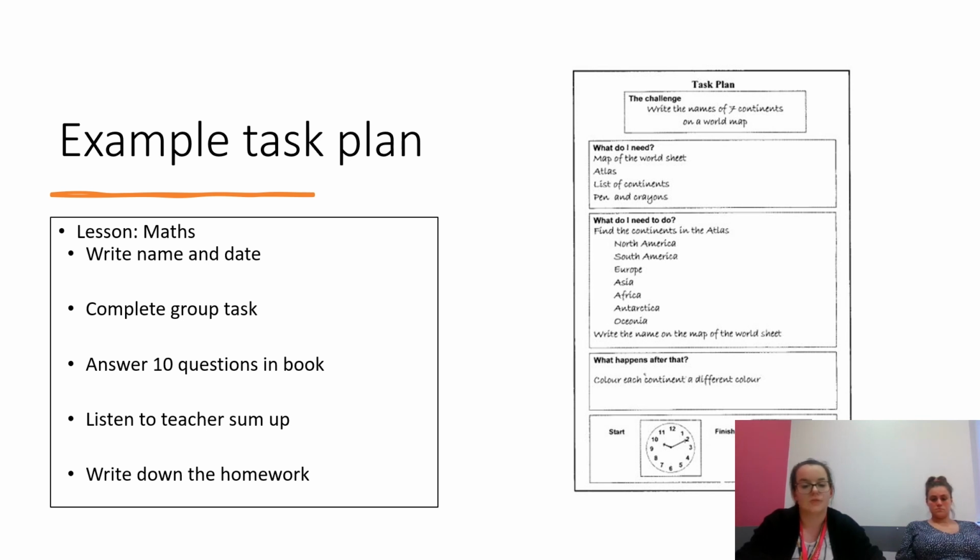Whereas the task plan on the right of the screen is much more detailed. So it has at the top what they've got to do, the task that they've got to complete. Then it's got a list of all the different things that they might need for that task. And then it's got a section that looks at what they need to do, and that's quite detailed. And then after that, there's a section about what might happen next. And then there's also a visual reminder at the bottom of that one about the start time and the end time of the lesson.